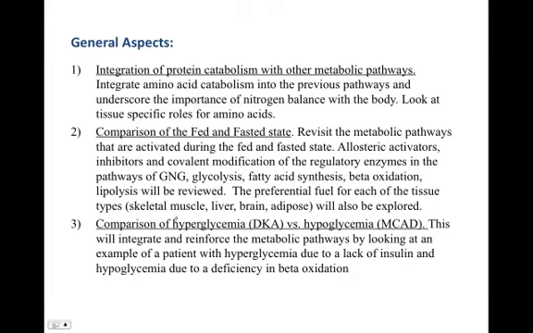Finally, we'll use some case scenarios of diabetic ketoacidosis and medium-chain acyl dehydrogenase deficiency to illustrate integration of these pathways and to look at compensation of metabolic acidosis.